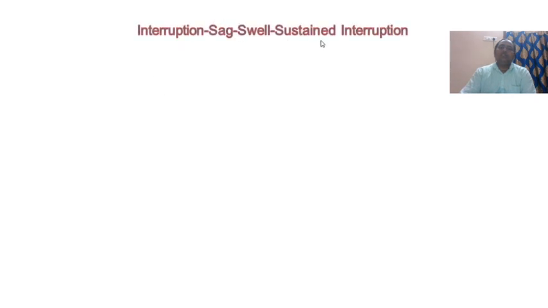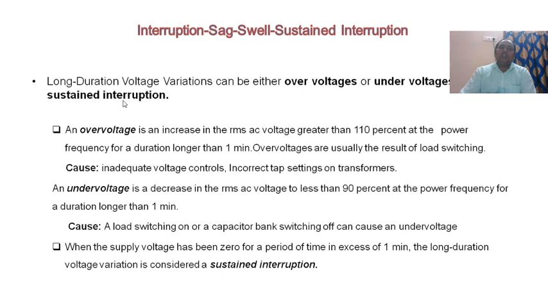Interruption, sags, swell, sustained interruption. So long duration voltage variation can be either over voltages, under voltages, or sustained interruption. An over voltage is an increase in the RMS AC voltage greater than 110%, by reference to the CBEMA curve, at the power frequency for a duration longer than 1 minute. Over voltages are usually the result of load switching. The causes of over voltages are inadequate voltage controls and incorrect tap settings on transformers.